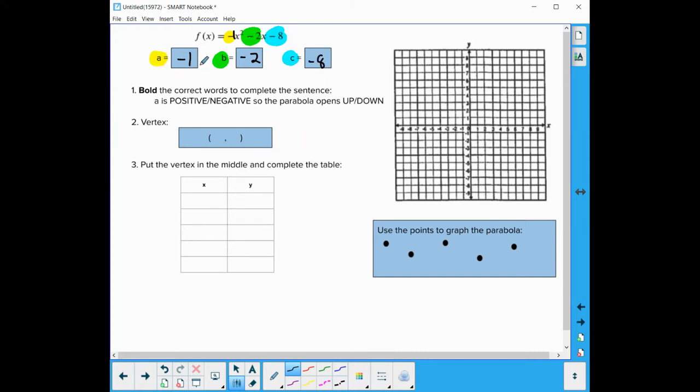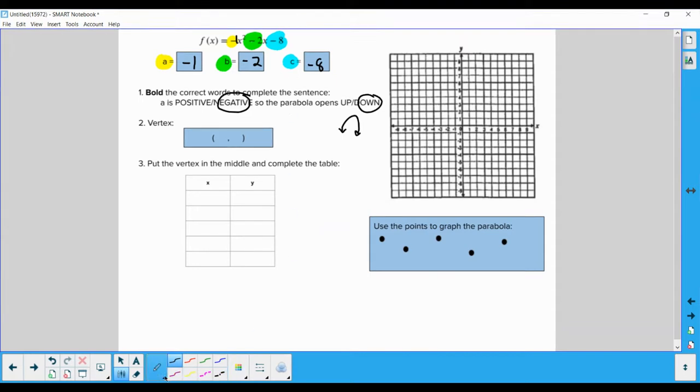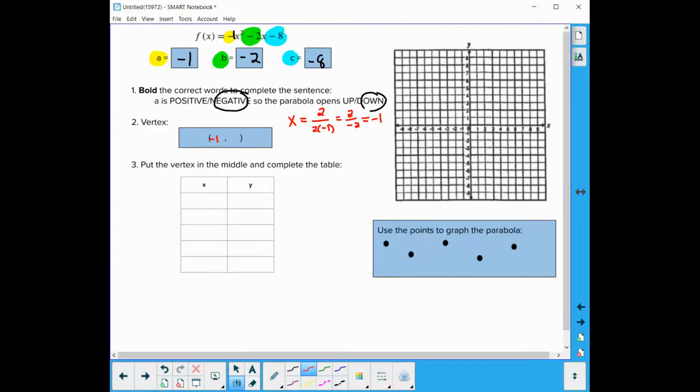So since a is negative, the parabola is going to end up opening downwards. So it's going to point this way. So for my vertex, I need to use the formula opposite of b over 2a. The opposite of b, that's going to give me the x coordinate. The opposite of b is 2, and then over a times 2. So 2 times negative 1 is going to give me 2 divided by negative 2, which is negative 1. So the x coordinate of the vertex is negative 1.